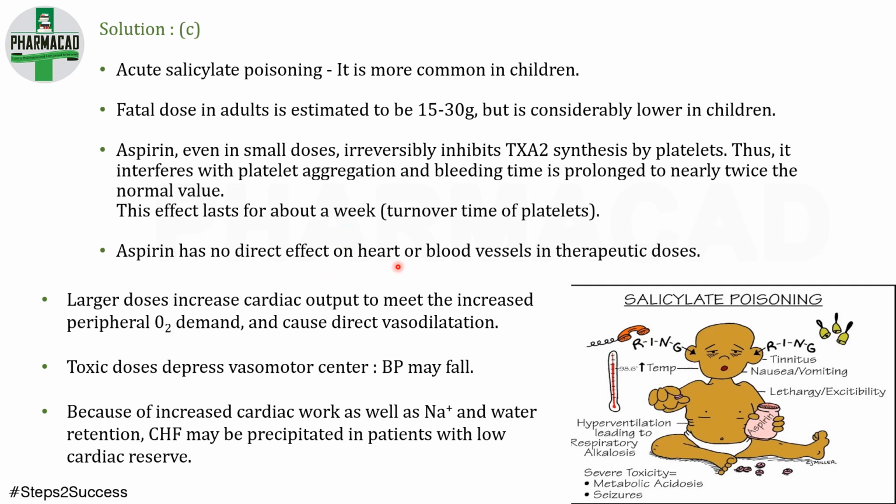Then it has no direct effect on heart or blood vessels in the therapeutic dose. However, the larger doses of aspirin increase the cardiac output. Its toxic doses depress the vasomotor center, so the blood pressure may fall, and because of the increased cardiac work as well as sodium ions and water retention, congestive heart failure may be seen in the patients with low cardiac reserve. Hence, even option D is correct, that is, aspirin is used in cardiovascular disorder.